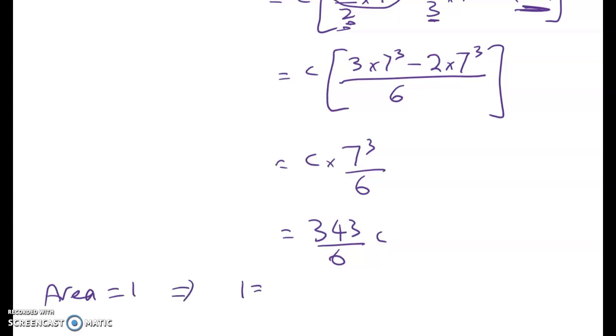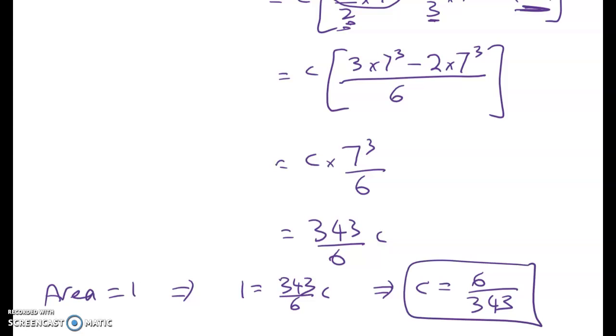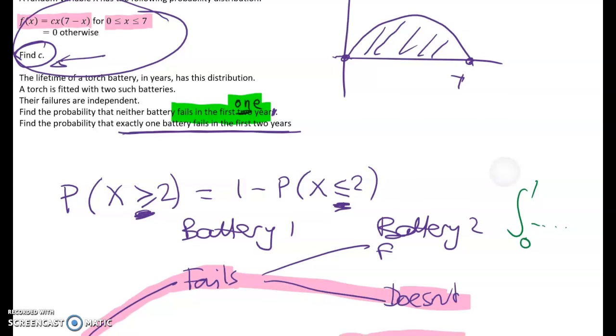So 1 is equal to 343 over 6c. So c is equal to 6 over 343. So that's the first part done. Okay, so find what c is.